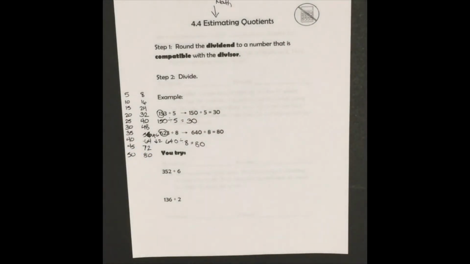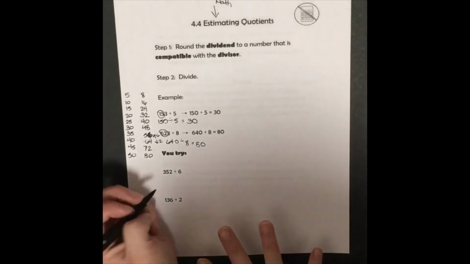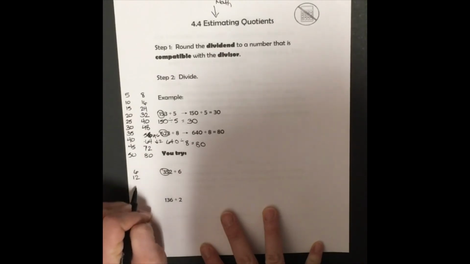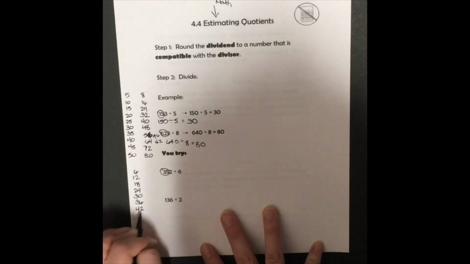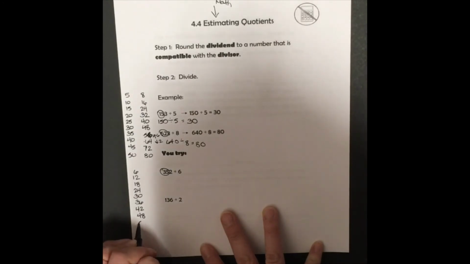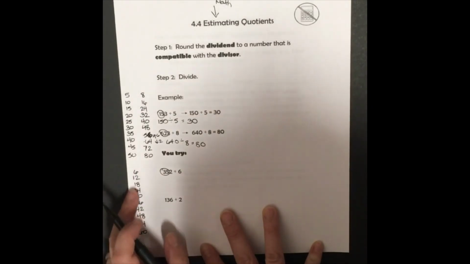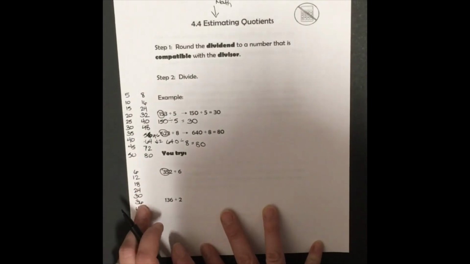Now, I would suggest that you guys pause this and then you try it on your own. I'm going to continue to try the next two and then see how you do. So, 35. We're going to do 6, 12, 18, 24, 30, 36, 42, 48, 54, and 60. And I'm going to say, well, 35 falls in between the 30 and the 36.